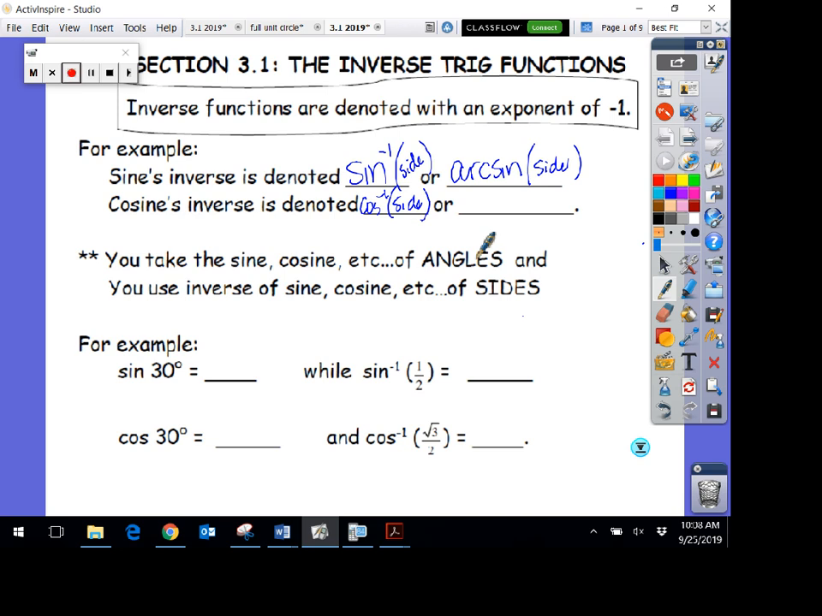We're talking about SOHCAHTOA. Sine of an angle equals opposite over hypotenuse. That opposite over hypotenuse was the sides. If we're doing the inverse, it's the opposite. Or we could say arc cosine of a side. Either one of those notations means the exact same thing.